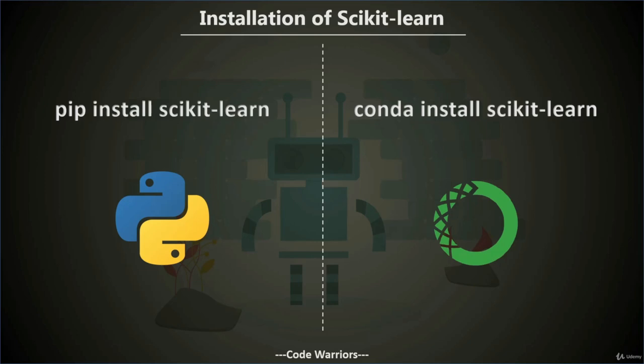So as a summary, we discussed what machine learning is, what the applications of machine learning are, what the types of machine learning are, then we discussed what scikit-learn is and what the steps to install scikit-learn are. So I hope, students, you have got a good idea about what machine learning is and its overview.